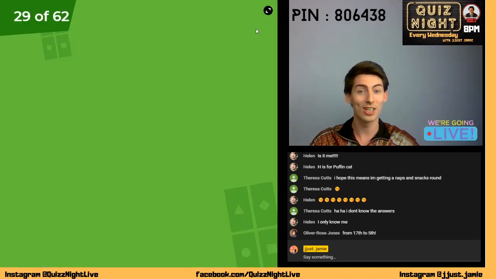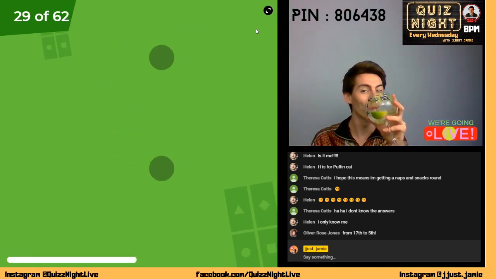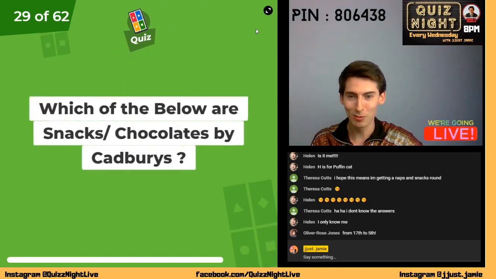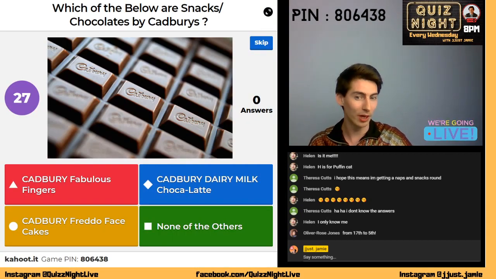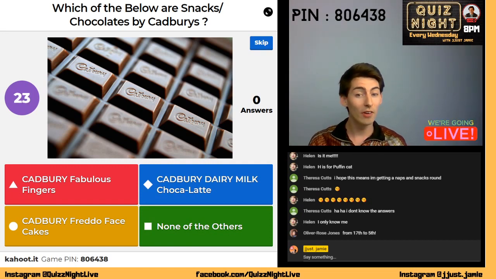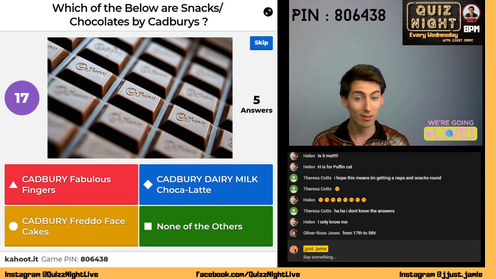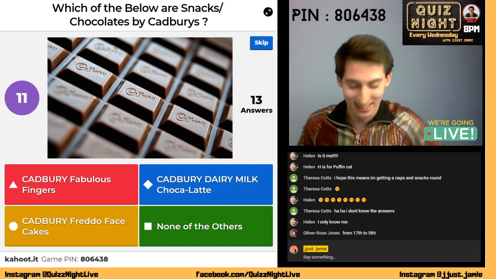Okay, the next question then, shall we go? Again, it's a quiz question. Multi-select. Double points. Which of the below are chocolates by Cadbury's? So we've got Fabulous Fingers. We've got the Dairy Milk Chocolate, and we have Freddo Face Cakes. Does anyone know the answer to this? Or is it none of them? It might be green. You could click green. Does anyone know this?